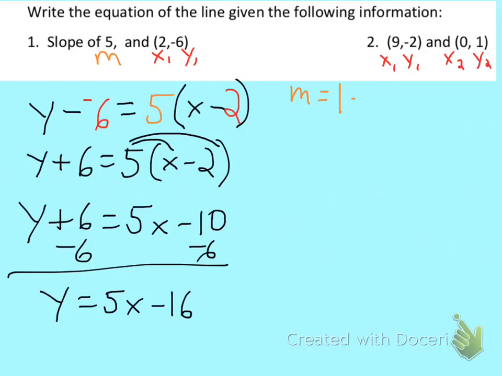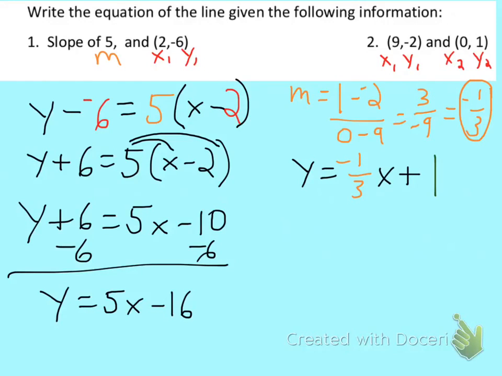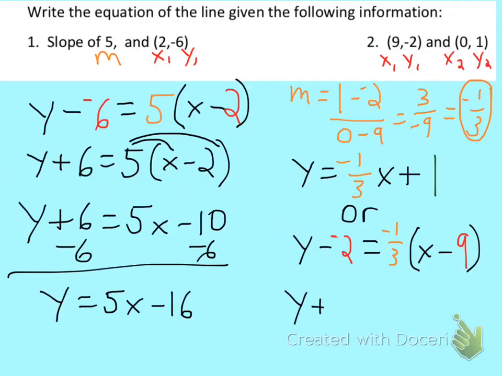Problem number 2, we don't have the slope, so we need to find it. So we can see by finding the slope, it's going to be negative 1/3. And then we have a choice. What I would do in this situation if it was up to me, since we're given (0, 1), which is actually the y-intercept, I would go ahead and write my answer in slope-intercept form, which is y equals negative 1/3 x plus 1. However, you can also choose to use the other point and write the answer in point-slope form.